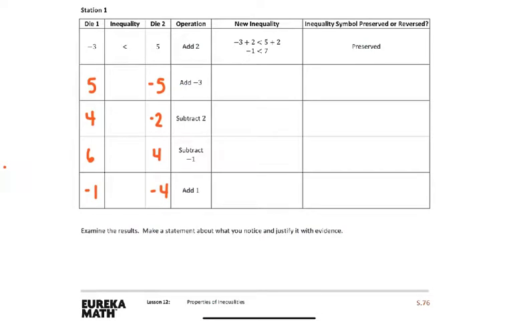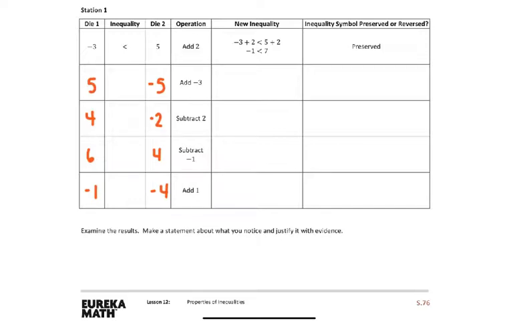All right, so we're going to look at what's called station number 1. If you guys were in class, I would have you get into stations and solve these problems in a group. But since we can't, I have gone through and given us some numbers to work with so that we can complete these stations together. There are 4 stations, and then at the end, we're going to look at another exercise where we either reverse the inequality symbol or keep it the same based on what they tell us.